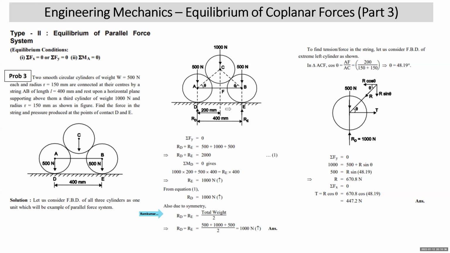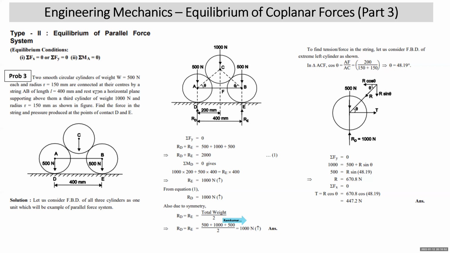So I have written it at the bottom. If you can see that, I have written it here: due to symmetry, RD is equal to RE is equal to total weight of the system divided by 2. Total weight is what? 500 plus 1000 plus 500 divided by 2. That is 1000. Right. This is another way of getting the reactions.